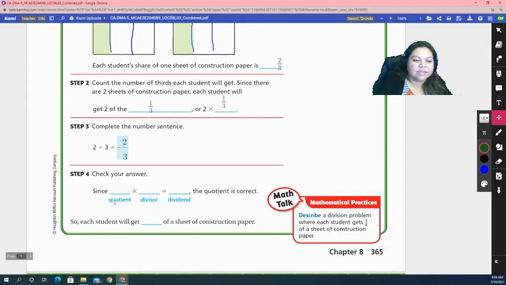So since the quotient, remember, is 2, that's a review of what I said earlier. I'm sorry.